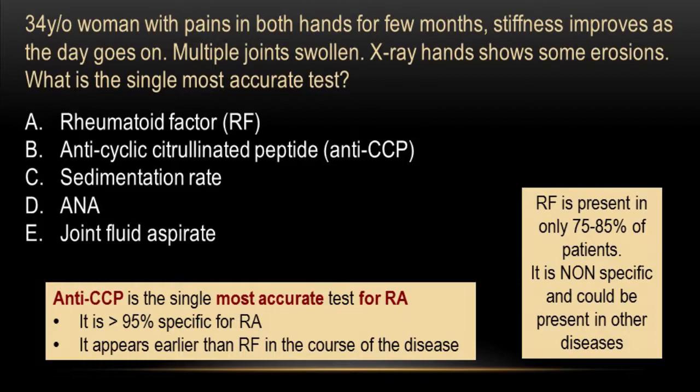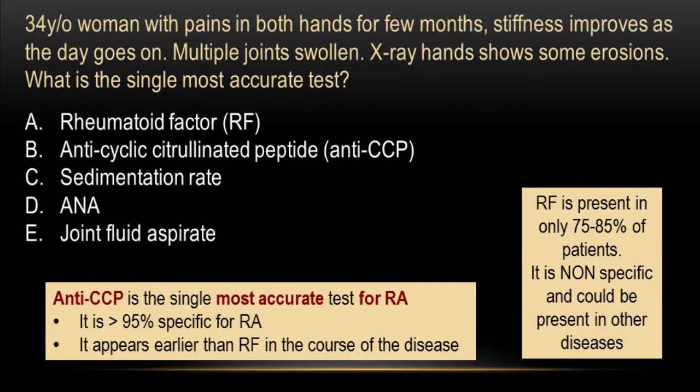Rheumatoid factor is present only in 75 to 85% of patients. This means you can have rheumatoid disease, but your rheumatoid factor is negative. Not only that, it's not specific. It could be present in other diseases. So you can have positive rheumatoid factor, but you don't have rheumatoid disease.